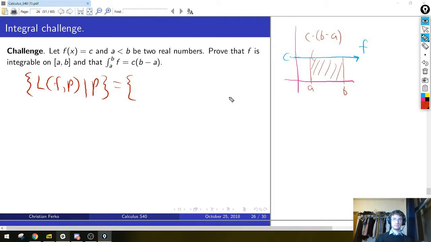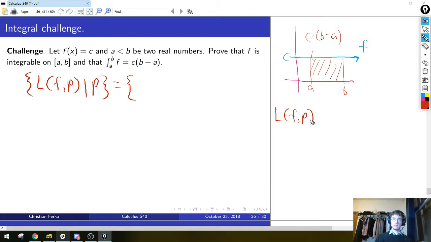I believe that since this is a constant function, regardless of our partition P, it's going to have a consistent height. Therefore, we can simply have it be bounded by AB. Not just bounded, it's going to be exactly equal to. So let's just compute it.